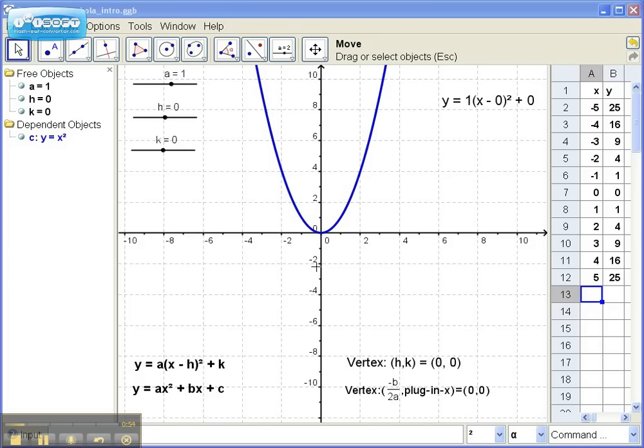Sometimes it opens up, sometimes it opens down. It depends on the values, and that's what we'll be investigating here. So there are two different forms I want you to be aware of. One is this vertex form: y is a times x minus h squared plus k. Sometimes this is referred to as standard form as well. So standard form or vertex form, popular names for that equation.